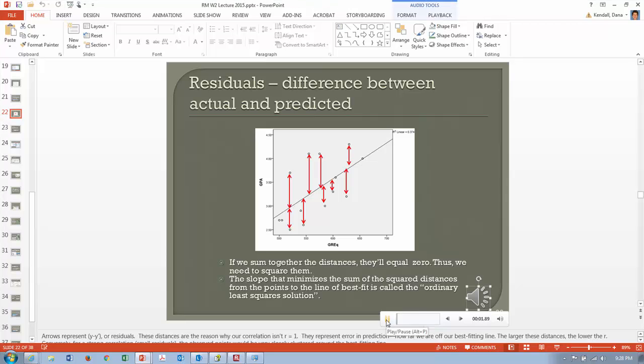For most of this class, we're working with ordinary least squares regression, or OLS regression. And what that means is that the best fitting line is calculated by minimizing the sum of the squared distances from the actual data points to the line. So in other words, we're minimizing the residuals. If you look at this graphic, all those red double-headed arrows indicate residuals. Residuals mean the distance between the actual observed values and the best fitting line.